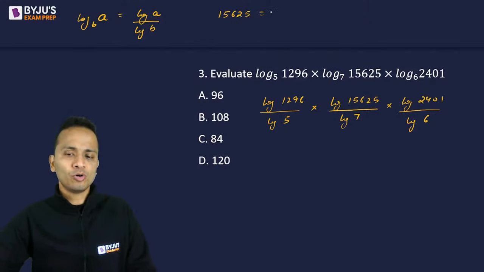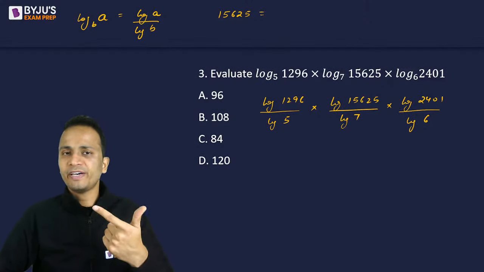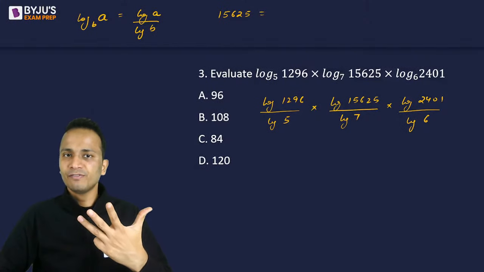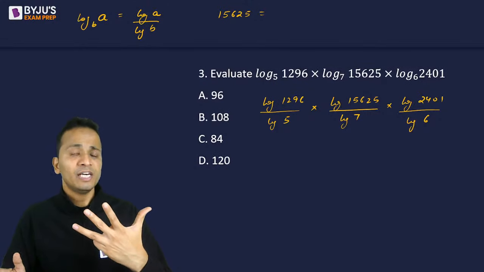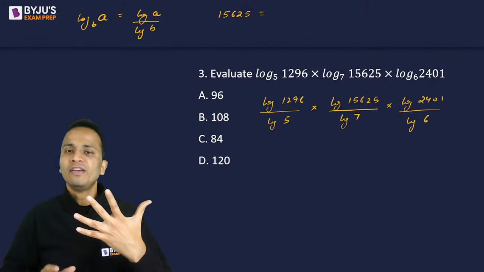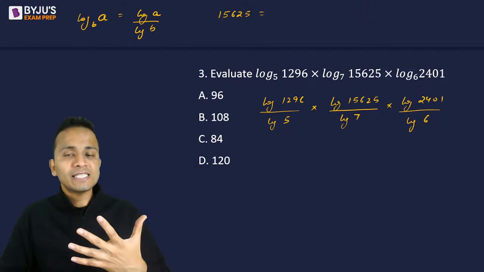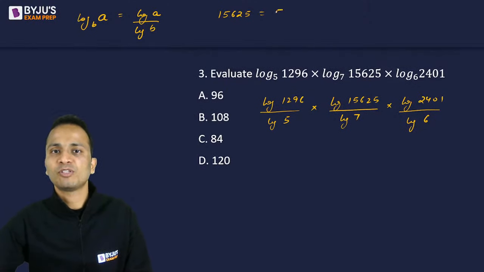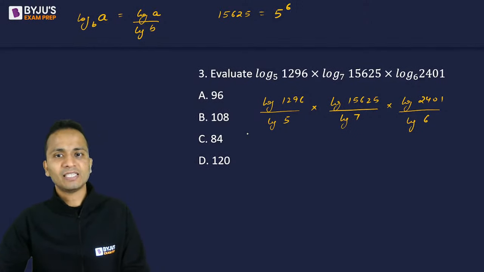So 15625. So 5 raised to the power 1 is 5. 5 square is 25. Then 125, 625, right? Now 625 into 5 is 3125. So 5 raised to the power 5 is 3125. 5 raised to the power 6 is 15,625. So this will become 5 raised to the power 6, right?